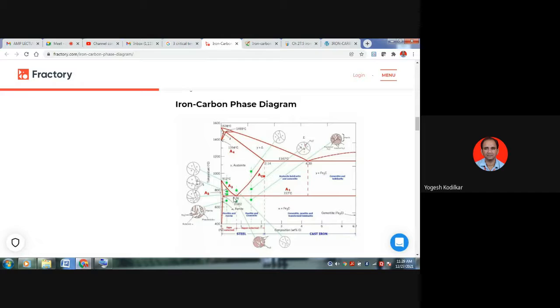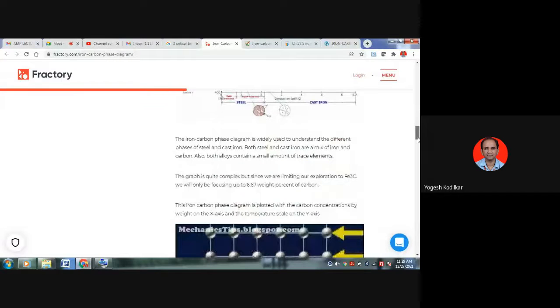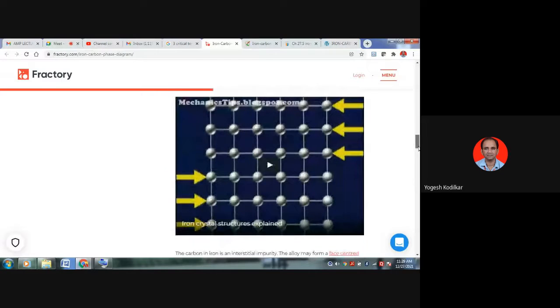This point is called the eutectoid point, with hypoeutectoid and hypereutectoid regions. Similarly, this point is called the eutectic point, with hypoeutectic and hypereutectic regions. These are the important parts of your iron-carbon diagram.